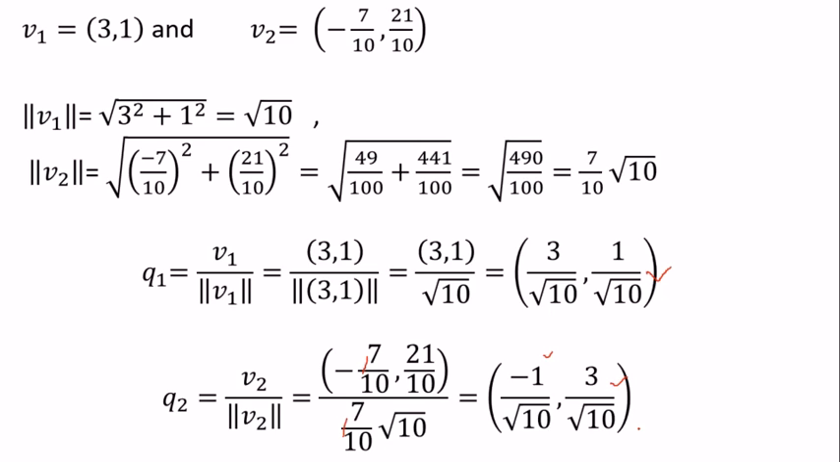Now what we have done: there are two vectors given, u1 and u2, and we are trying to find v1, v2, which are orthogonal. From v1, v2 we are trying to find the orthonormal vectors, that is q1 and q2. So this procedure is complete.